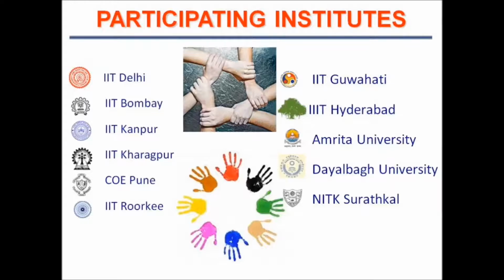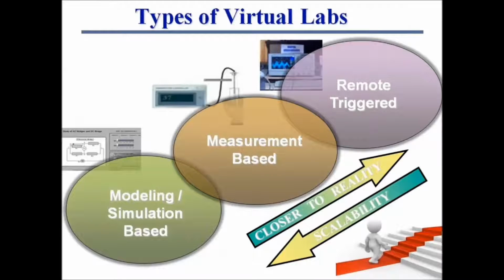Now this virtual lab project is possible because of the association of all these institutes: IIT Delhi, IIT Bombay, IIT Kanpur, IIT Kharagpur, College of Engineering Pune, IIT Roorkee, IIT Guwahati, IIT Hyderabad, Amrita, Diyarbakir and NIT Surat. All these institutions are partnering together in virtual labs. Now there are three types of experiments in the virtual lab. Some could be remote triggered, some could be measurement based, and some could be modeling or simulation based.